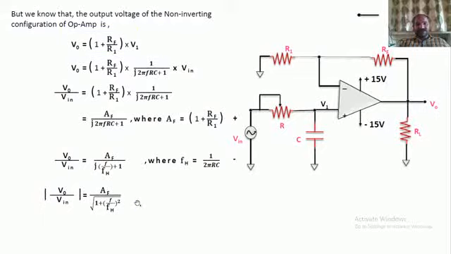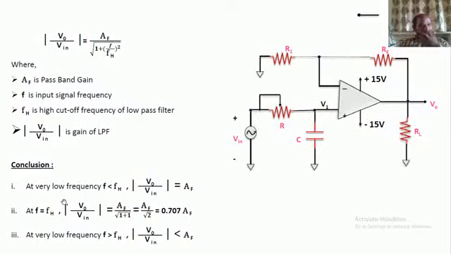Next, we have calculated the gain of this circuit, V naught by V in. Now I would like to take the same formula and use this equation to comment on whether this circuit is acting as a low pass filter or not. For that, I am going to change the input signal frequency and see how exactly the gain is changing. So I would like to concentrate on that factor.